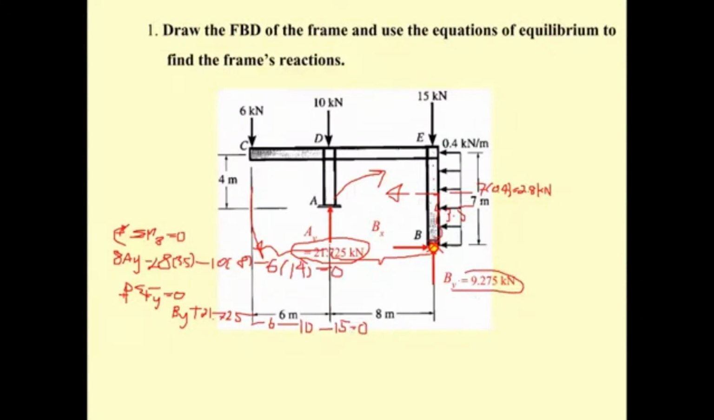that is going to be 9.278. Okay, and the last one we have is summation of F sub x equal to 0. You have the B sub x in this direction, put it as positive, and you have the resultant here, which was 2.8, so you got B sub x equal to 2.8 kilonewton. Okay, and then you finish finding the reaction.